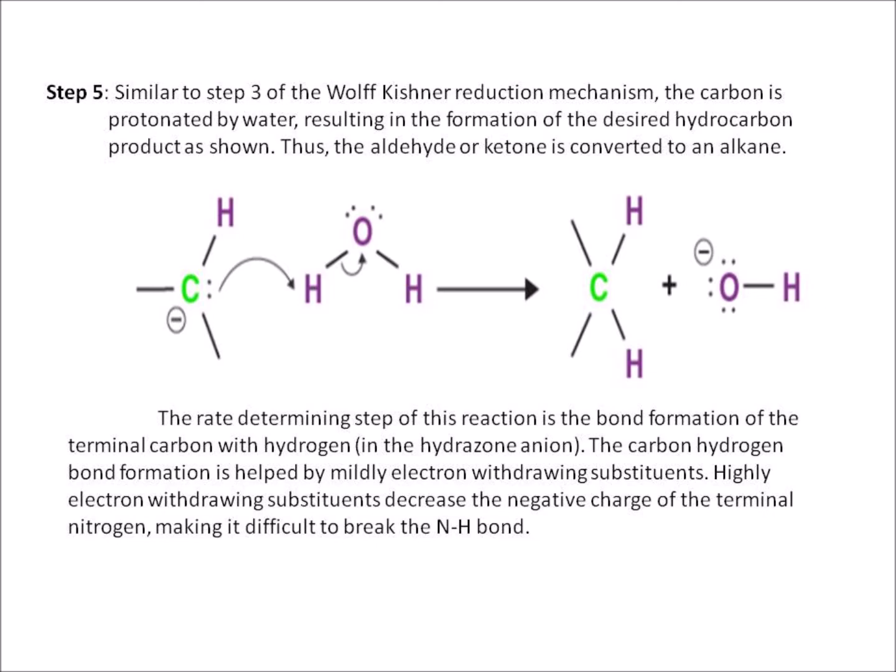The rate determining step of this reaction is the bond formation of the terminal carbon with hydrogen, that is in the hydrazone anion. The carbon-hydrogen bond formation is helped by mildly electron-withdrawing substituents. Highly electron-withdrawing substituents decrease the negative charge of the terminal nitrogen, making it difficult to break the NH bond.